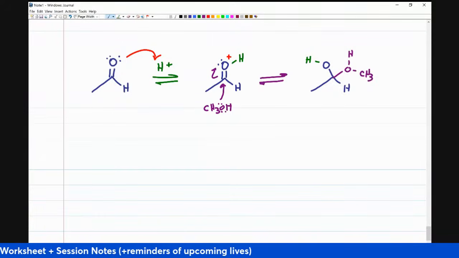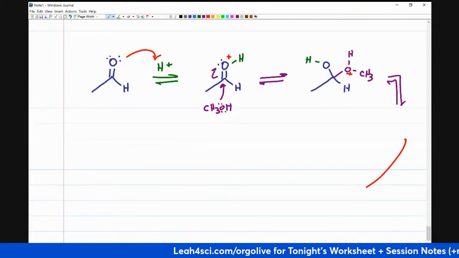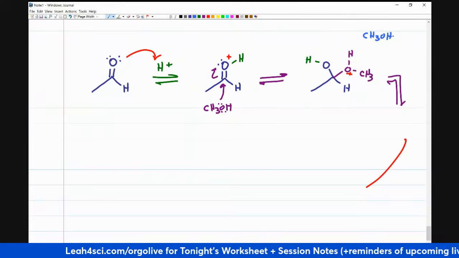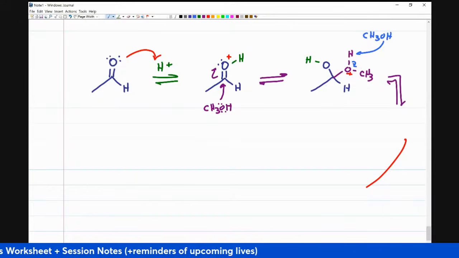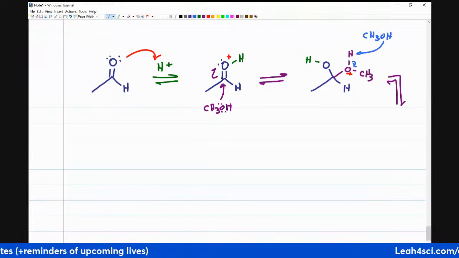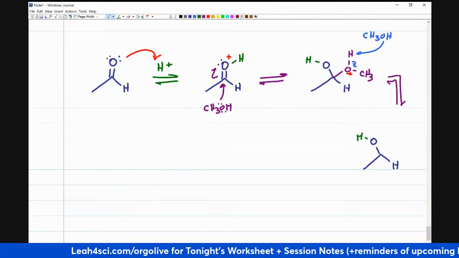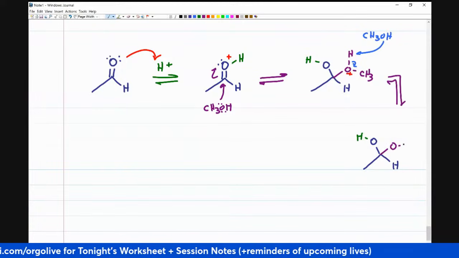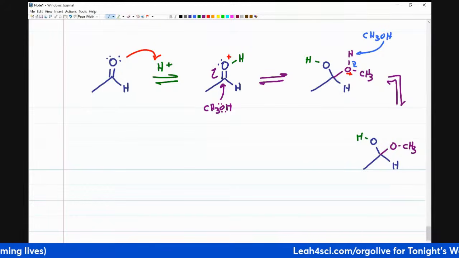In the previous one, we showed the next step, again reversible, as the extra proton getting removed, a deprotonation reaction. So we'll show another methanol in solution coming in to grab the hydrogen. It's not that, it's the oxygen. Grabbing the hydrogen, giving the electrons back, and that will give me my intermediate, which is my hemiacetal, which now has this OH and this OR, OCH3.